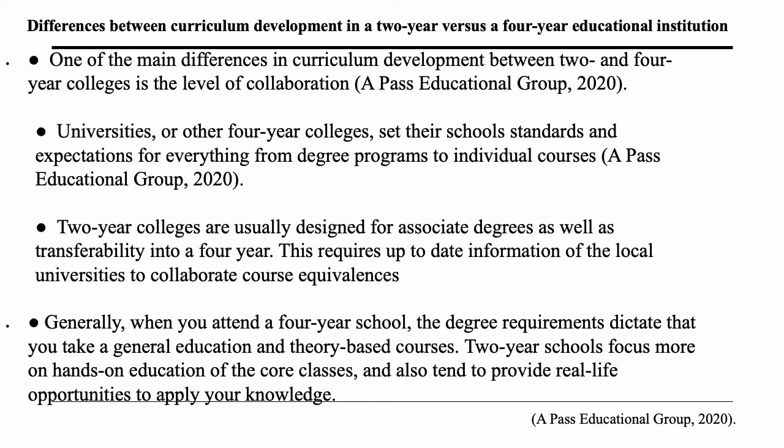Generally, when you attend a 4-year school, the degree requirements dictate that you take general education and theory-based courses, while 2-year schools focus more on hands-on education of the core classes and also tend to provide a real-life opportunity to apply your knowledge.